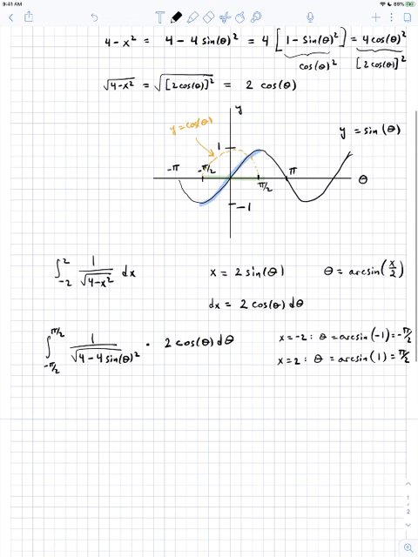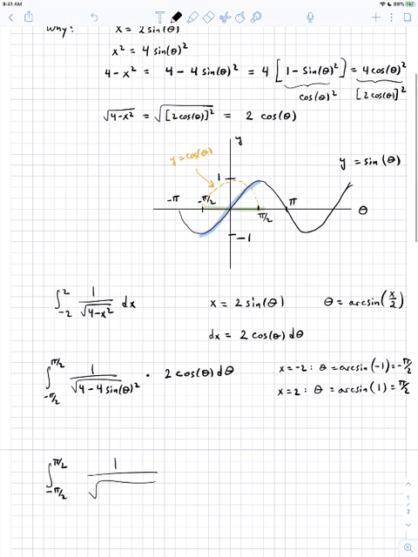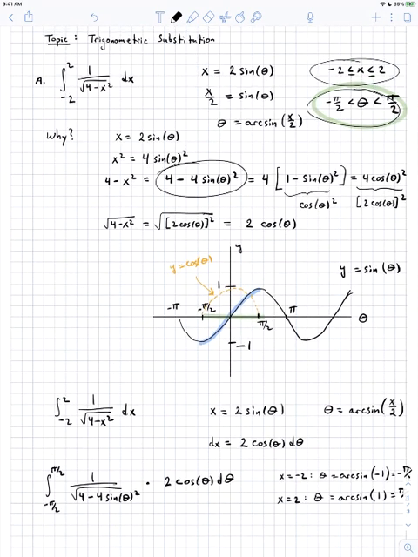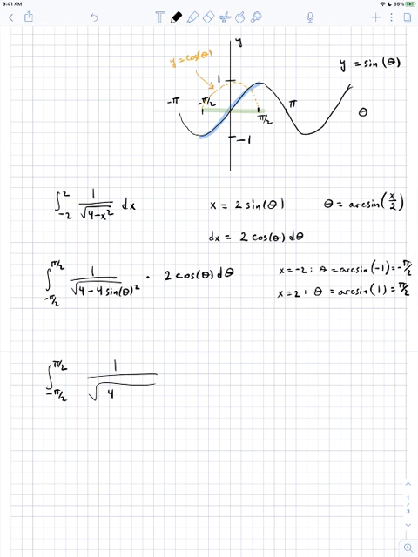So let's just compute this now. Remember, this thing right here was the reason we did the substitution. We wanted to simplify that. So we've got the integral from minus pi over 2 to positive pi over 2, 1 over the square root, and remember what 4 minus 4 sine squared was. That was ultimately equal to 4 times cosine of theta squared. So this is 4 times cosine of theta squared times 2 cosine theta d theta.